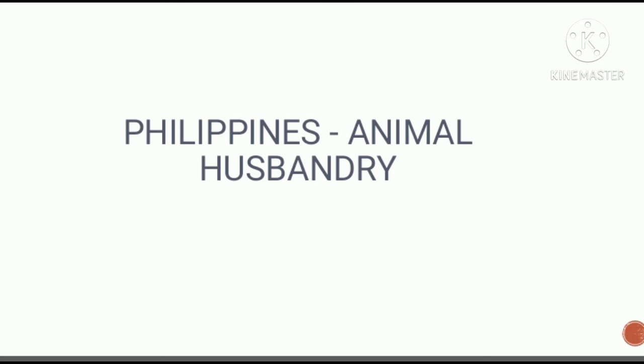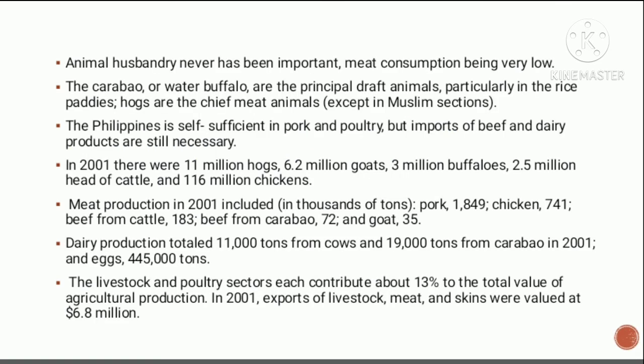Philippines animal husbandry. In the Philippines, the carabao or water buffalo are the principal draft animals, particularly in the rice paddies. Hogs are the chief meat animals. The Philippines is self-sufficient in pork and poultry, but imports of beef and dairy products are still necessary.